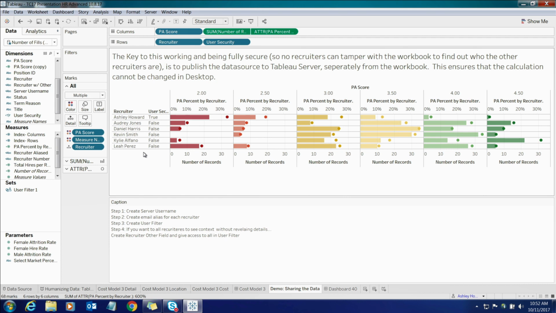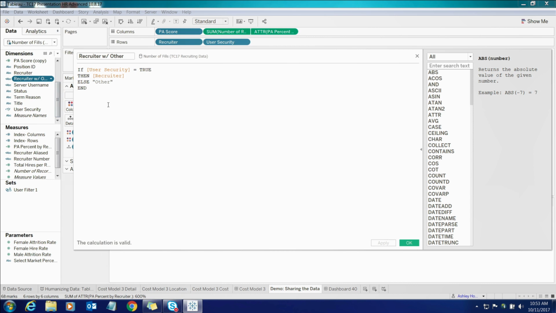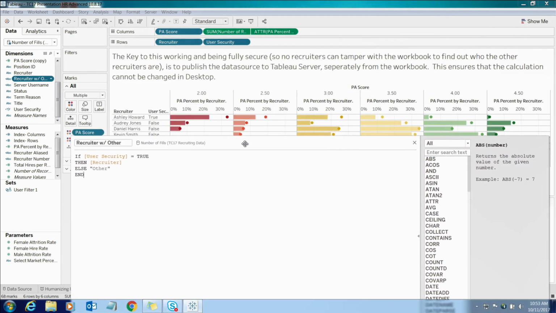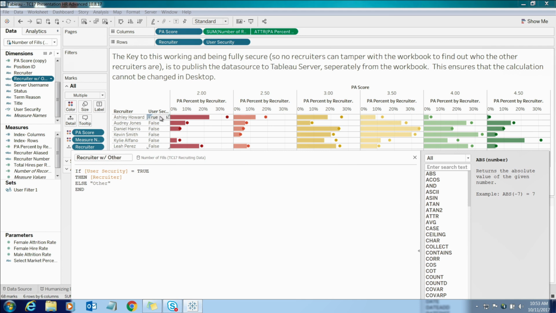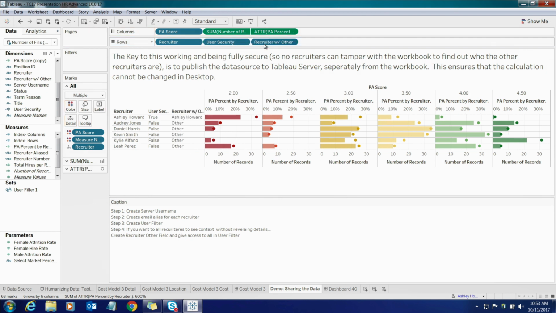But now, if we just stopped here and we filtered on true, Ashley would only be able to see Ashley's row, which is great, other than that the next question generally is, coming from Ashley, well, this is great, but how do I compare? Am I in line with everyone else or not? So in that case, you can create this final step with this recruiter with other. And this is one of those calculations that I love, which is if that user security is true, in this case it's Ashley, show the recruiter name, otherwise populate other. So if I pull in recruiter with other here, I can see for Ashley it shows Ashley, and then other for those others, which is great. So now she can see that context.